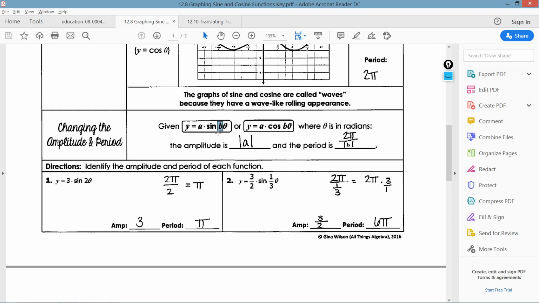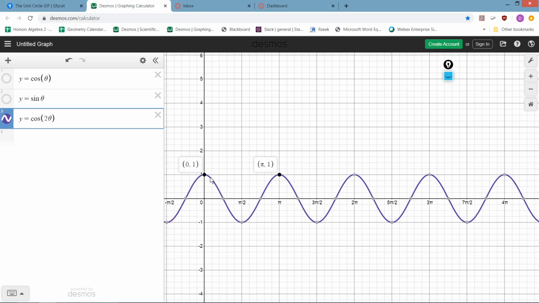So if I had b equals 2, let's do cosine of 2 theta, it would be 2 pi divided by 2, which would be pi. And what did we experience? This is pi for its period, right?